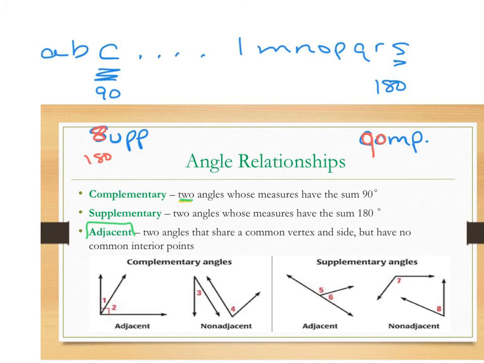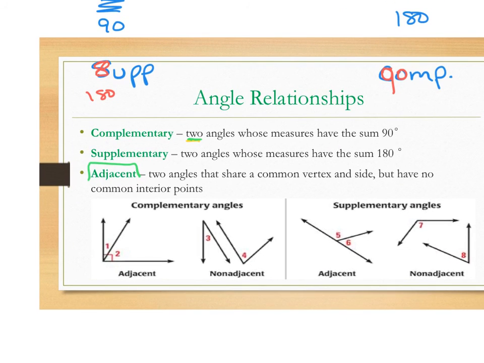So like in this picture here, notice 1 and 2 are adjacent. They are next to each other. They share this vertex and they share this side. So if I told you that angles 1 and 2 were complementary, I could say angle 1 is 20 and angle 2 could be 70. You can also have complementary angles that are not adjacent. This could be 30 and this could be 60. As long as when you add them, they add up to be 90, then they're complementary.